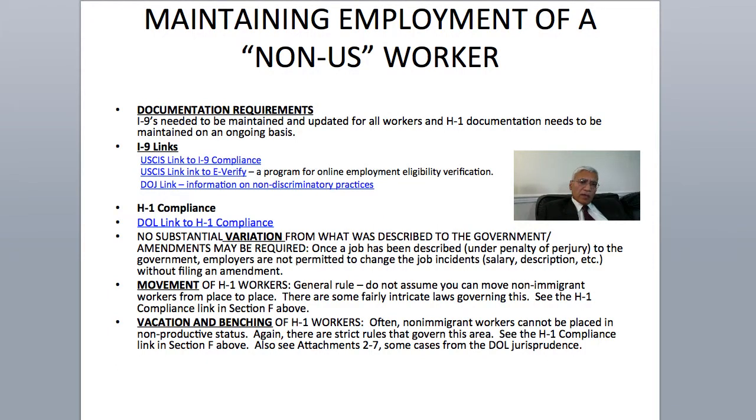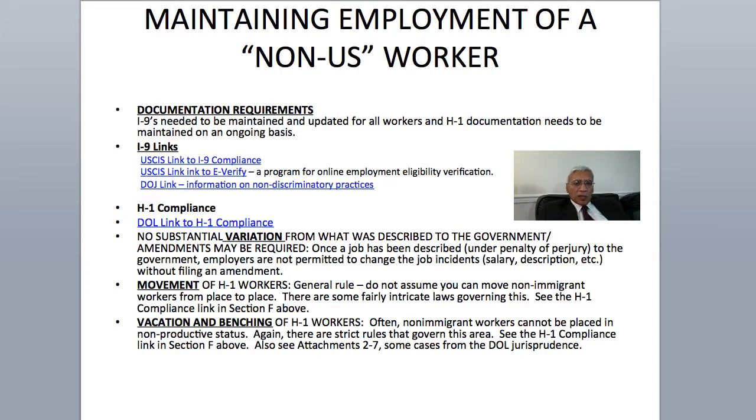Maintaining the employment of a non-US worker has its own set of requirements. For example, I-9s you have to maintain for all workers, whether they are US workers or non-US workers. And you also have to update them. And again, I'm not going to get into extensive detail. You need to look at the I-9 instructions and make sure you follow them. And if you have any doubts, reach out for competent counsel.